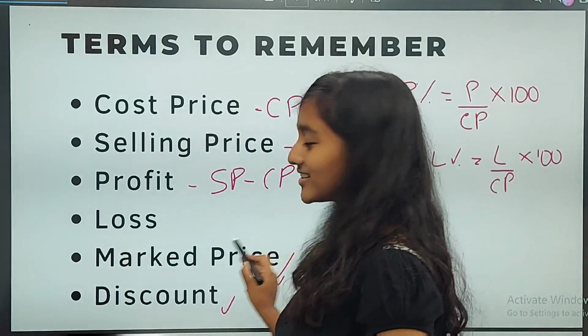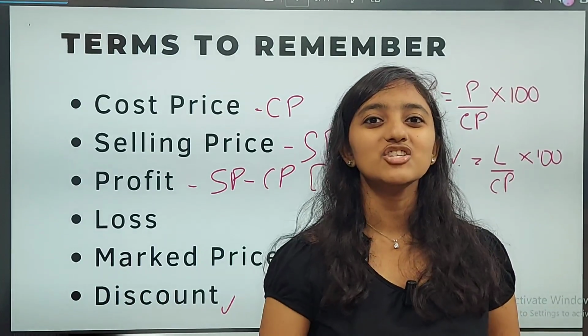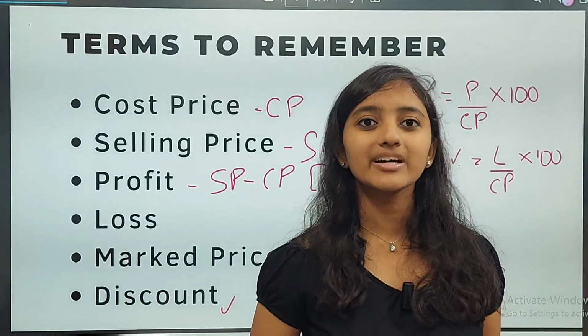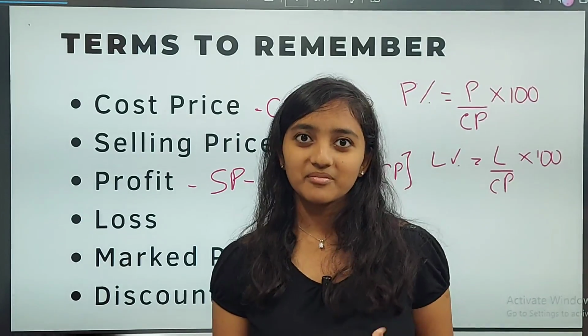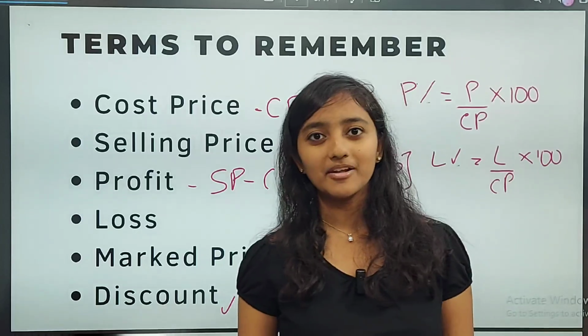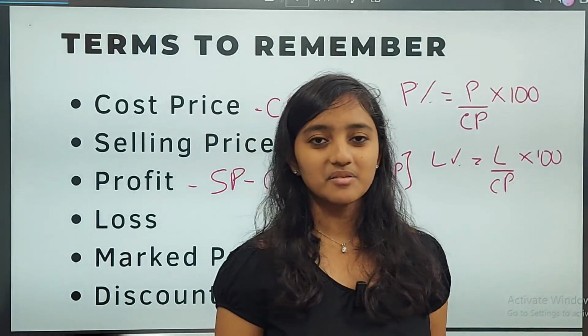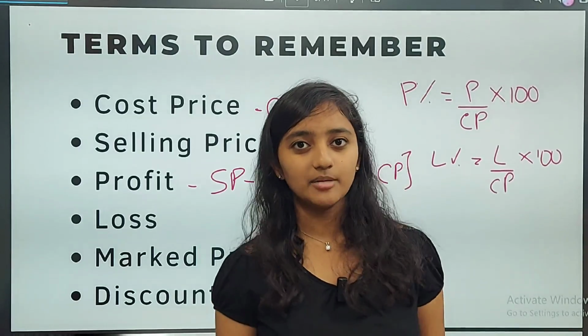Next is discount. You all must know discount. Discount is how much concession you get on buying a particular article. 5% discount, 10% discount. All of you must be familiar with it. So how do you calculate discount? Discount is nothing but the marked price minus selling price.